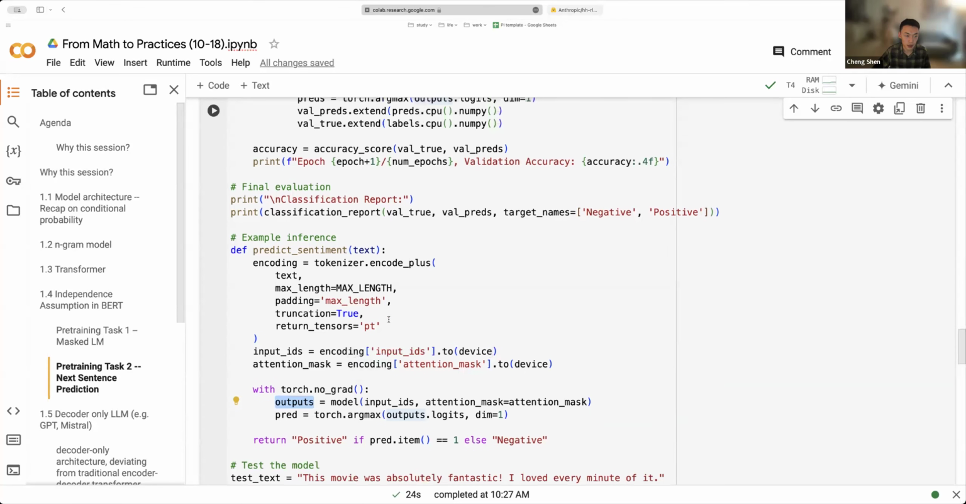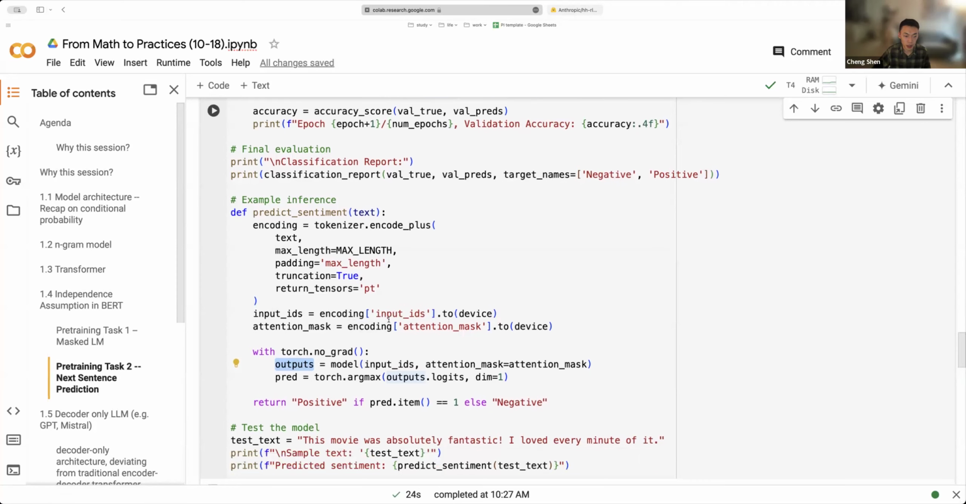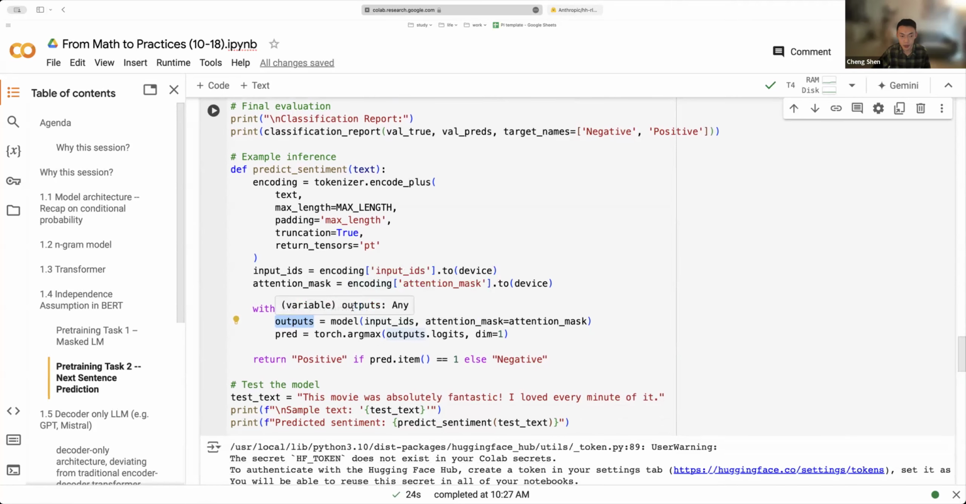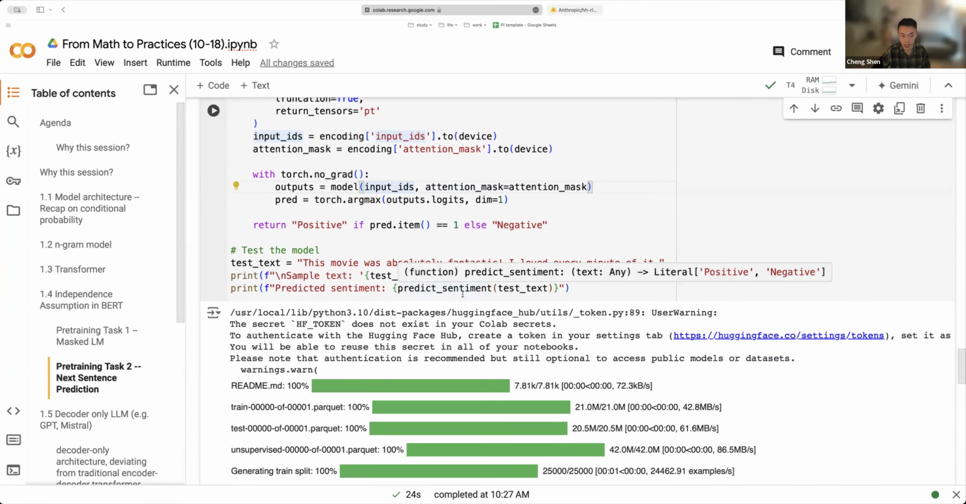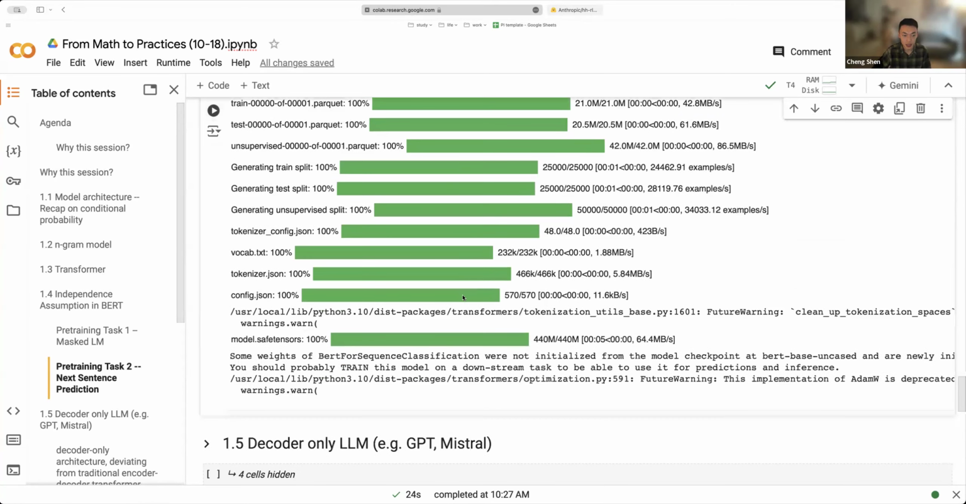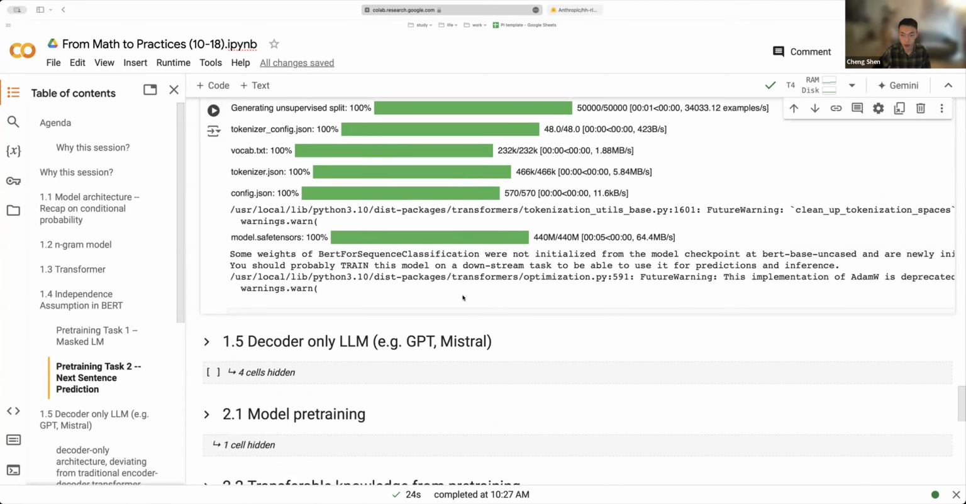I believe for BERT, we only take the embedding of the first token. Usually it's a special token, and the embedding of BERT on this token will be used to do the downstream classification and prediction task. Yep, so that's about BERT.